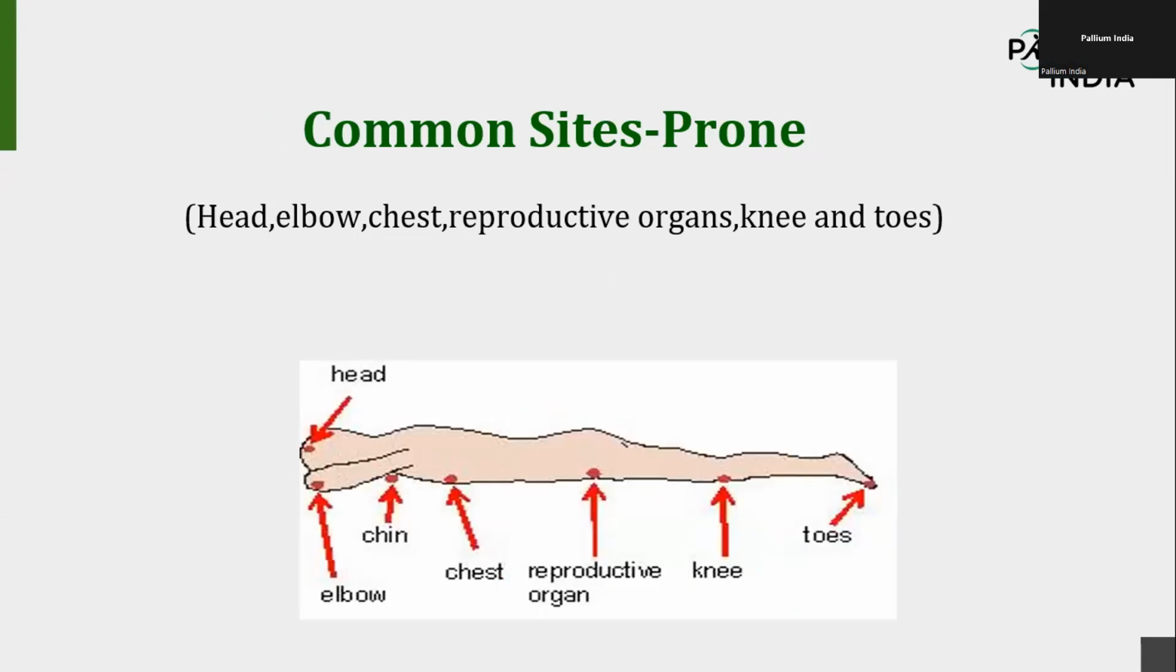And coming to the prone position, here the head, elbows, chest, reproductive organs, knees and toes are the important major points. If the patient has a huge pressure ulcer on the sacral area, we keep the patient in this position for some time, then in either right lateral or left lateral position. Even in prone position, patients can get pressure ulcers on those areas, so we need to give special attention to those areas.